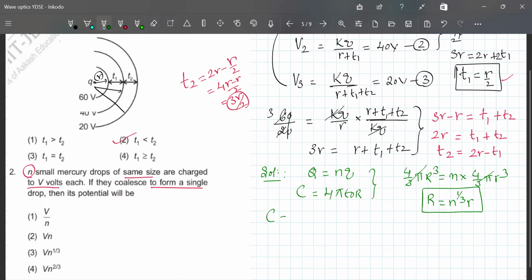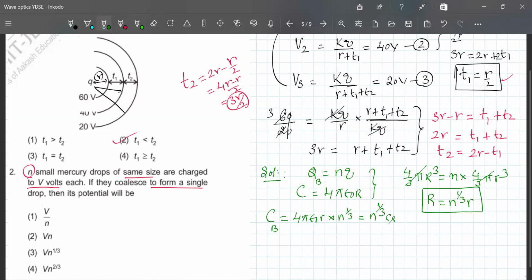So we can write this equals 4 pi epsilon naught small r into n power 1 by 3. So it becomes, this is the capacitance of the big drop. This is the charge of the big drop. This we can write as n power 1 by 3 times Cs.